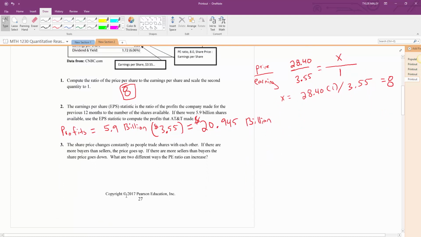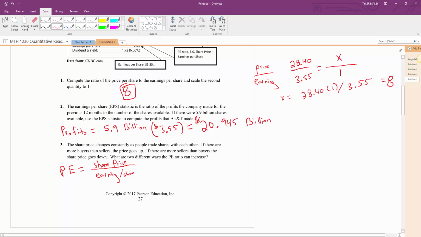Number 3 says the share price changes constantly as people trade shares with each other. If there are more buyers than sellers, the price goes up; if there are more sellers than buyers, the share price goes down. So what are the different ways the PE ratio can increase? If we think about how the PE ratio is calculated, we take the share price, that's where the P comes from, price, and divide it by the earnings per share, that's the E, the earnings, price to earnings. And this is per share also.